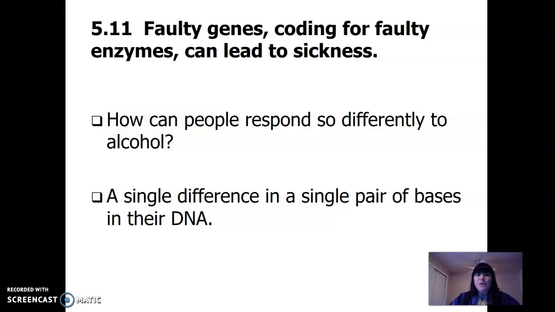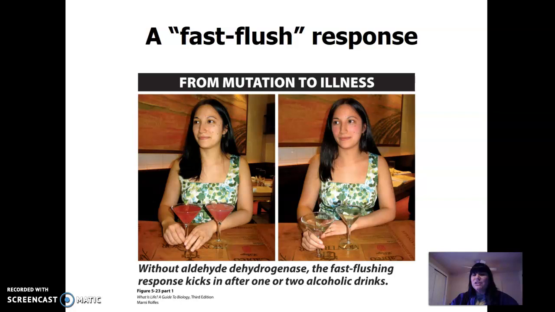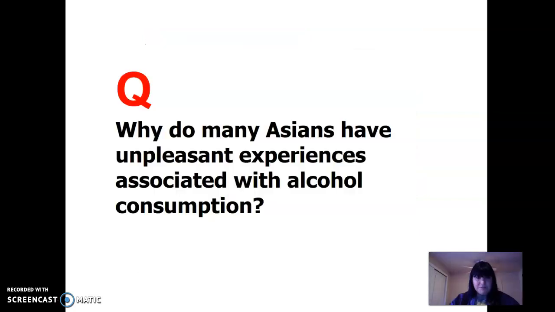Faulty genes, coding, right? Can some people be affected by alcohol more severely than others? The answer is yes. We actually have figured out what gene, there's a mutation where the person can't process alcohol that well, so the alcohol really builds up in their system and they get drunk faster. That's real. Yes, with certain populations, we see that.